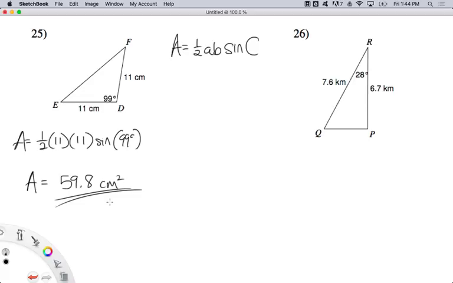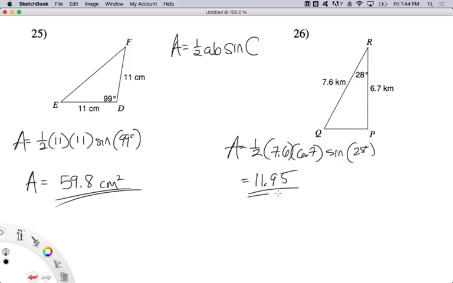Okay, let's take a look. Area equals 1/2 times 7.6 times 6.7. Either of those could have been first. Times the sine of the angle in between them. I get 11.95. You guys got that?